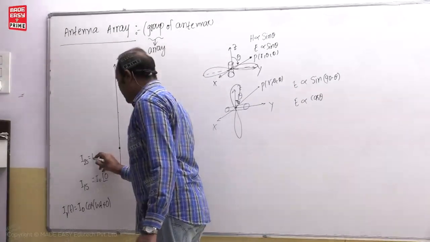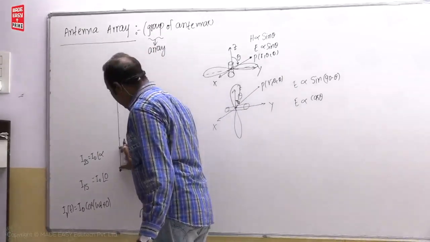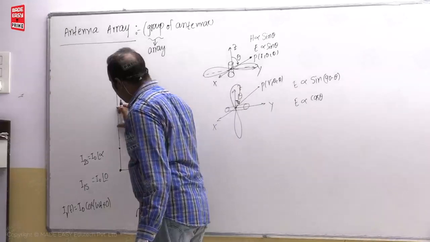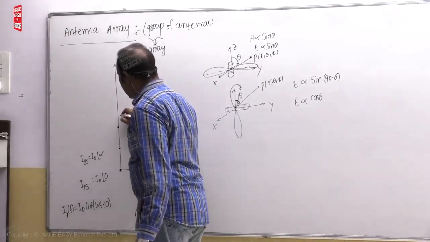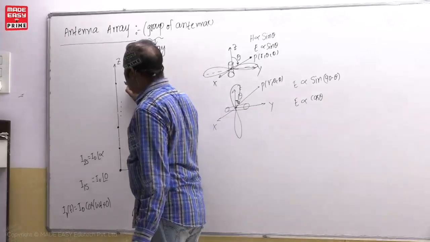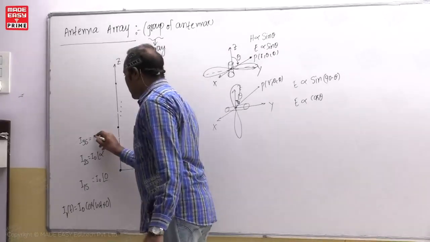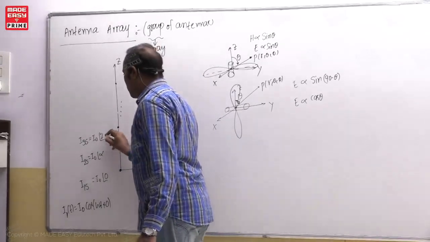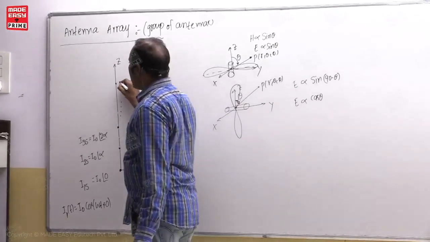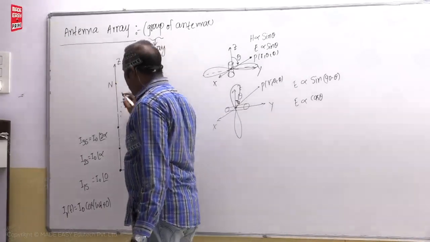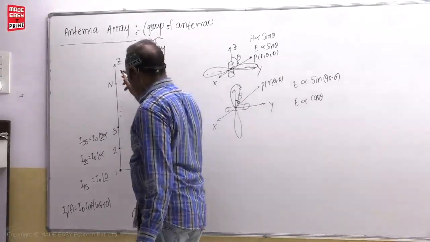Then the current is equal to I0 at an angle of alpha for the second antenna. This is actually the third antenna like this. Here the nth antenna is taken. So here I3 of s is equal to I0 at an angle of 2 alpha. Similarly, this is the nth antenna. So this is the first antenna, this is the second one, this is the third one, and so on.